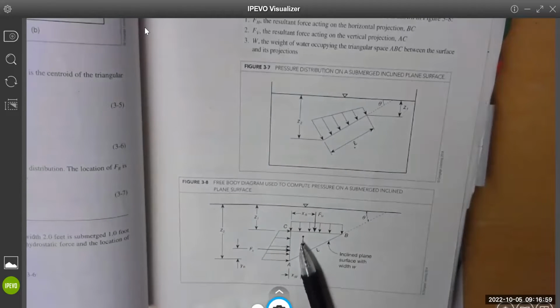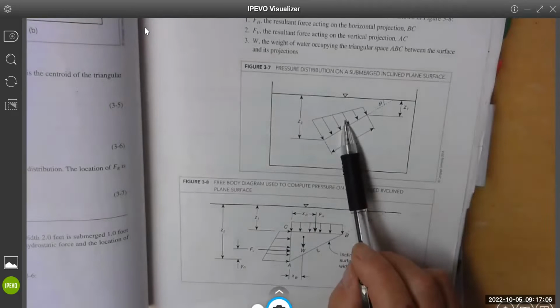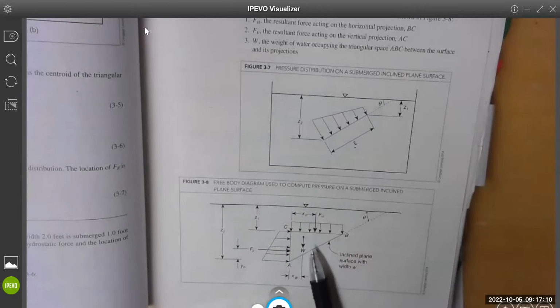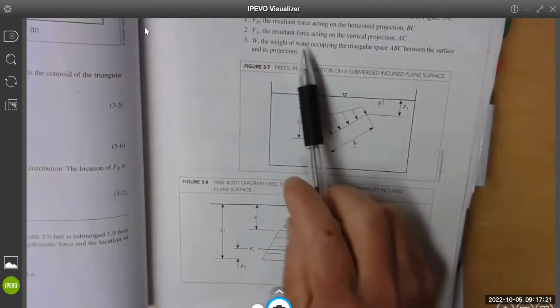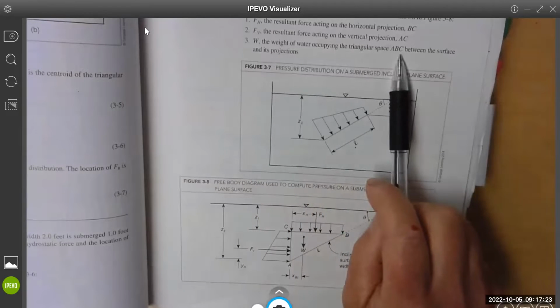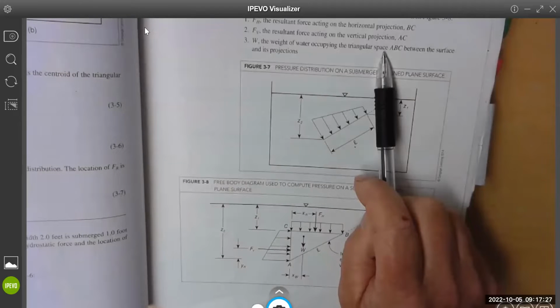Oh, I see what you mean. Yeah, we have the top shape then, right? We have that shape. Yeah, that's what we did. We didn't do the bottom. Yeah, we found this volume. Weight of the water occupying the triangular space, which they would have said area. Do they mean volume or the triangular area?